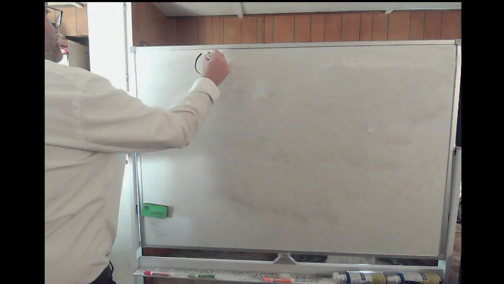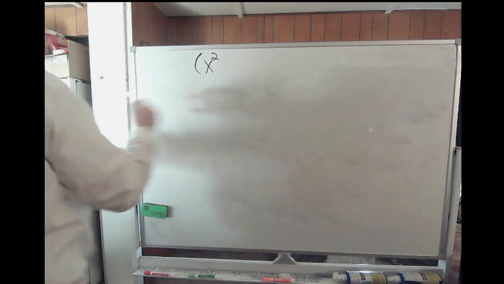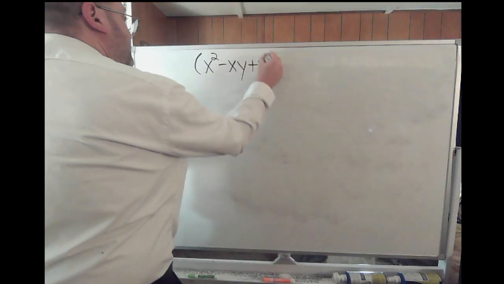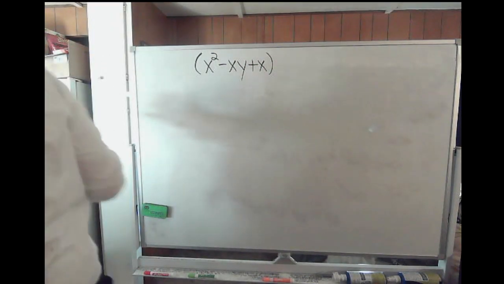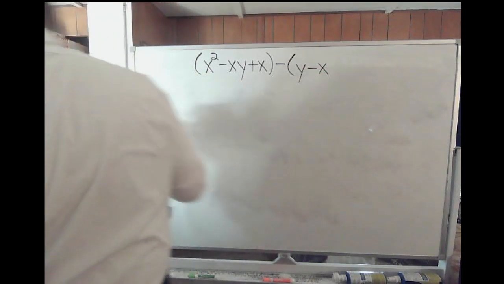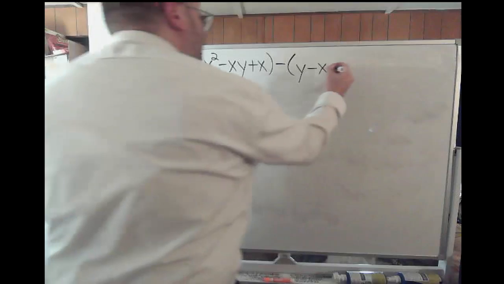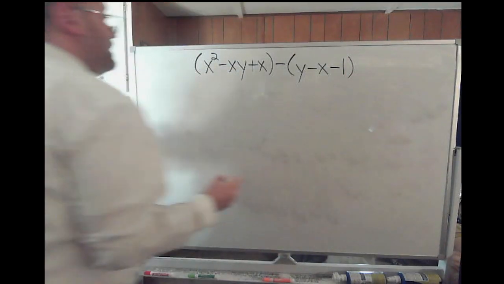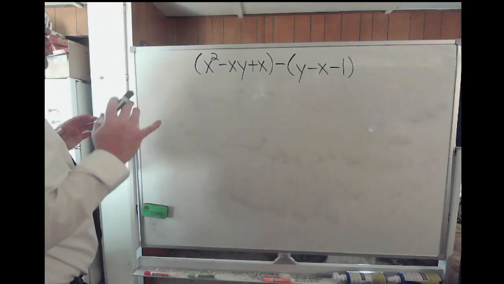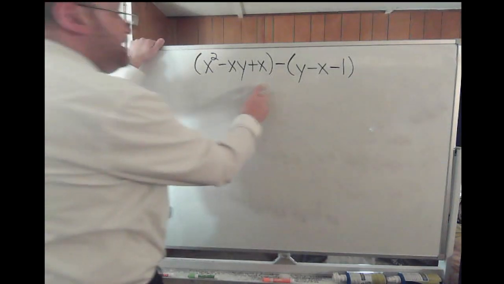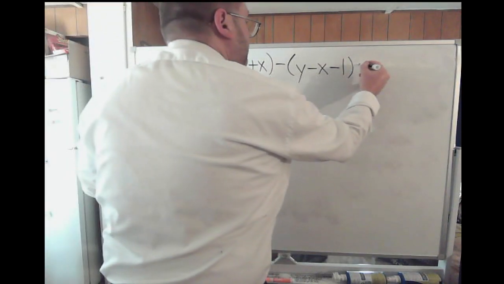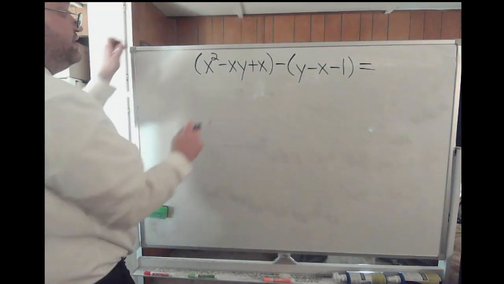Alright, so we have x squared minus xy plus x, that quantity minus the quantity of y minus x minus 1. Alright? So it doesn't look like either of these terms has anything in common yet. So we need to deal with each term individually, factor out each term individually.